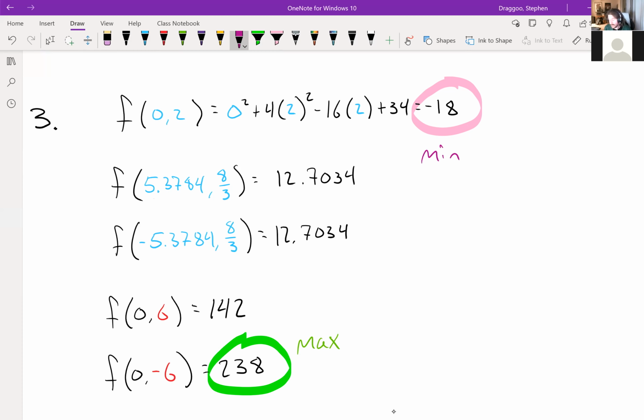There's also that second derivative test that shows up in this problem. We're going to look at a problem like that a little bit later on.